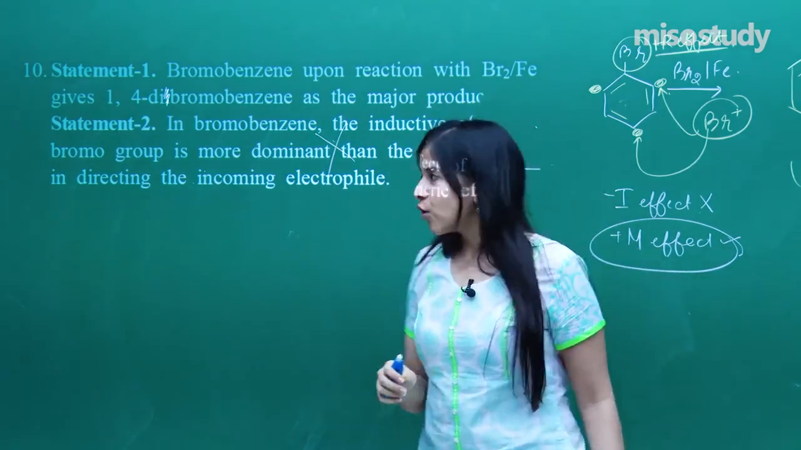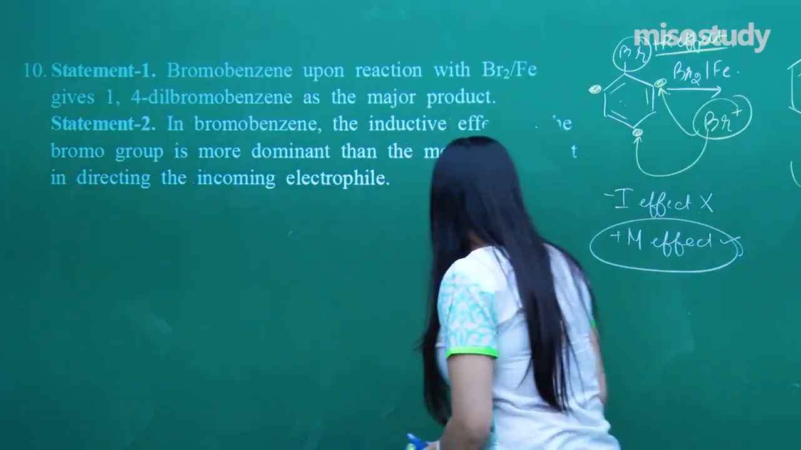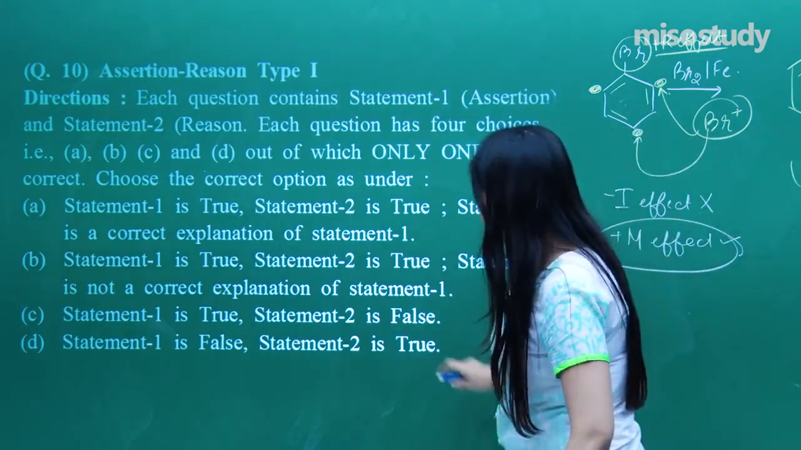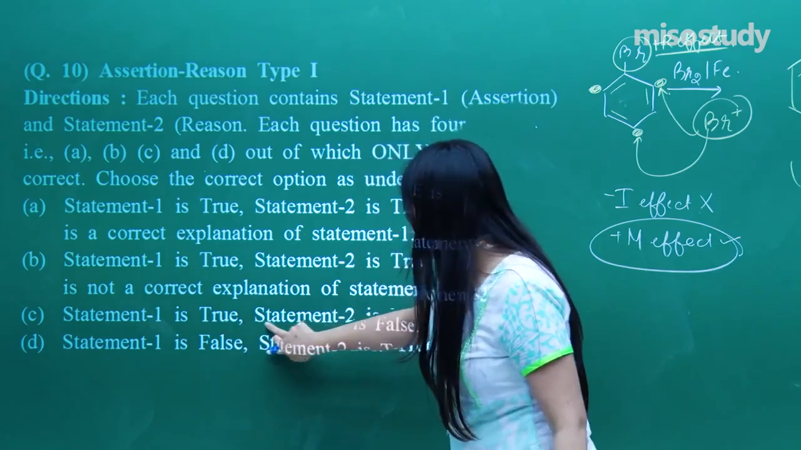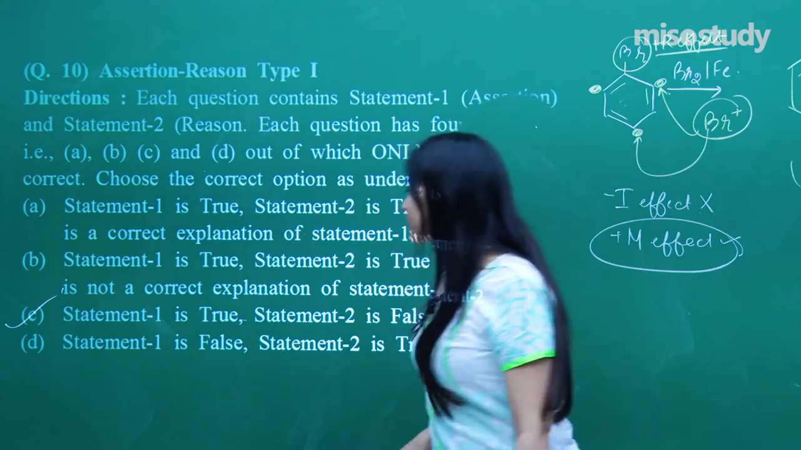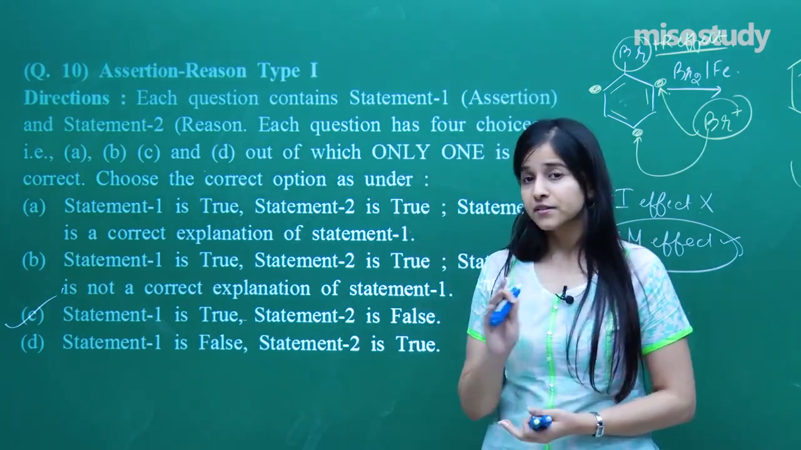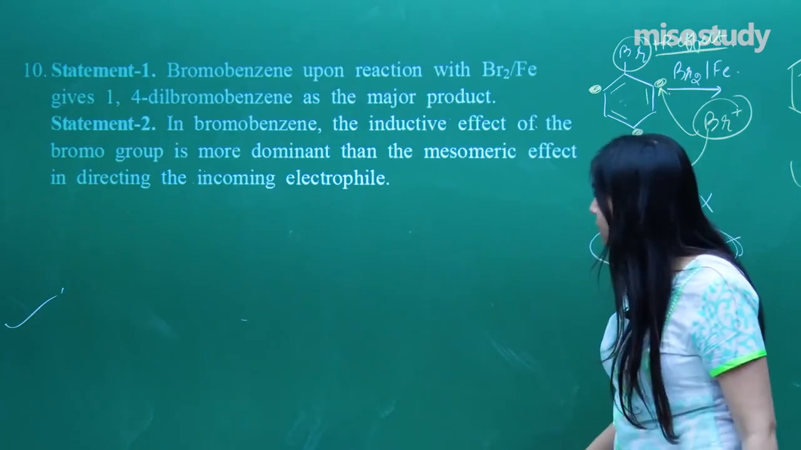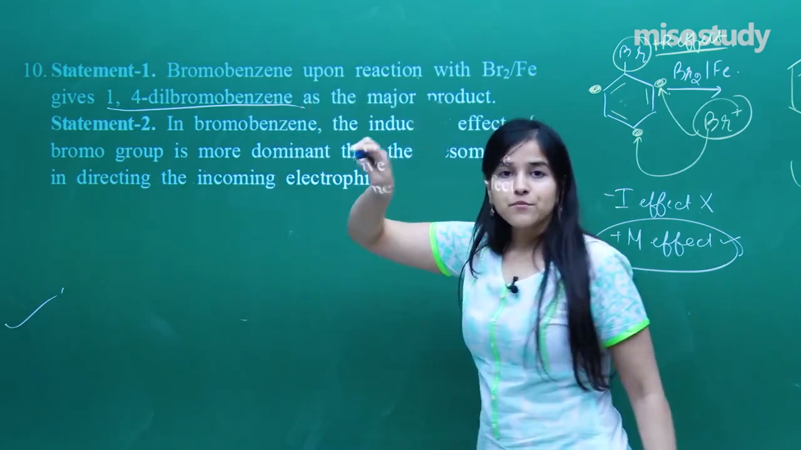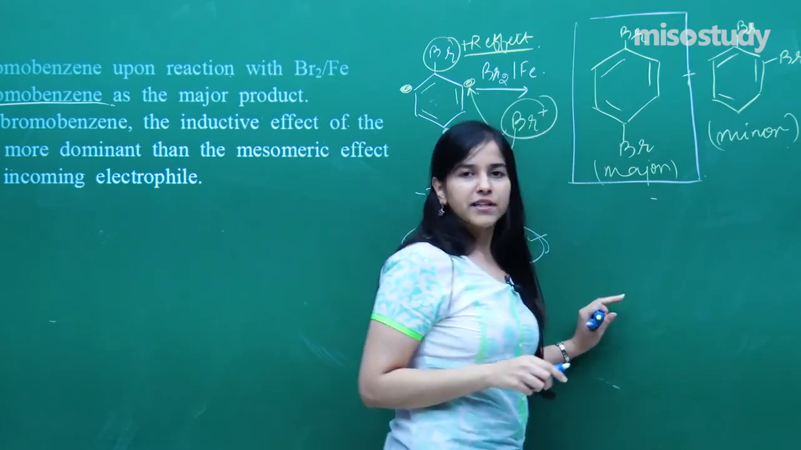That means what kind of an option are we going to choose here? In the assertion reason type, I have got the answer as: statement 1 is true, but statement 2 is completely false. So that is what we are going to choose. I hope everybody has got a similar kind of product over here. That is nothing but 1,4-dibromobenzene, this very product over here.